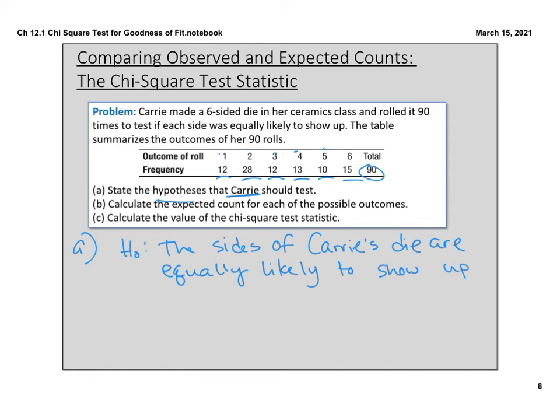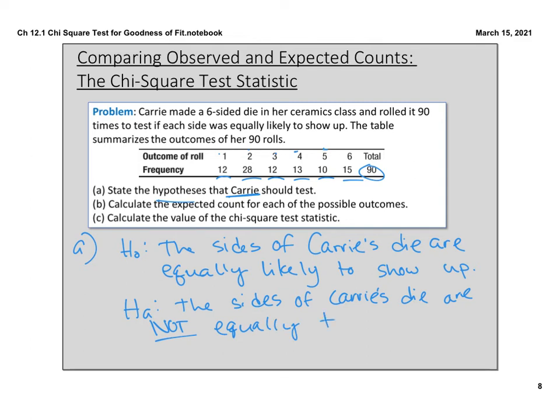Then the alternative would be that they're not. The sides of Carrie's die are not equally likely to show up. Oops, I forgot the word likely in there. Sorry. To show up. Okay. So that's our null and that's our alternative.